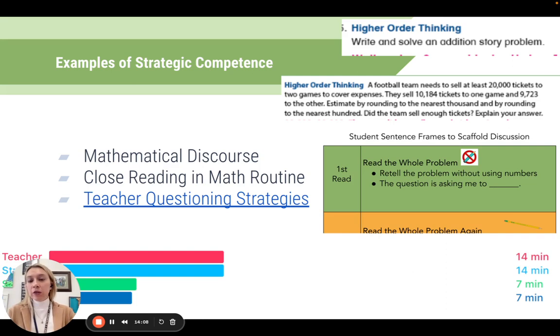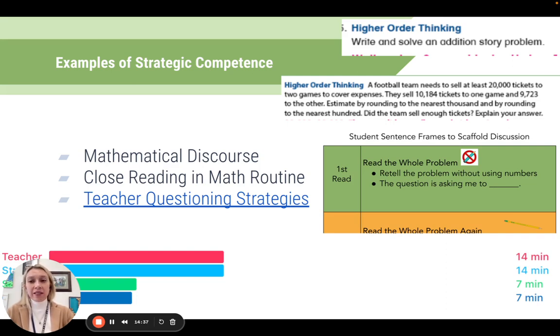Also, we have the close reading in math routine, or the 3 reads in math routine, depending on what research you're looking at. In the middle there in that green box, you can see what the student sentence frames to scaffold the discussion can look like. This is also found within the curriculum map or the instructional guides. What this does is it breaks it down where students are reading the problem multiple times with a different purpose each time, similar to our close reading in Wonders or in the ELA block.